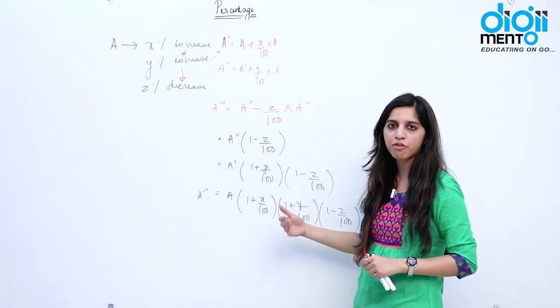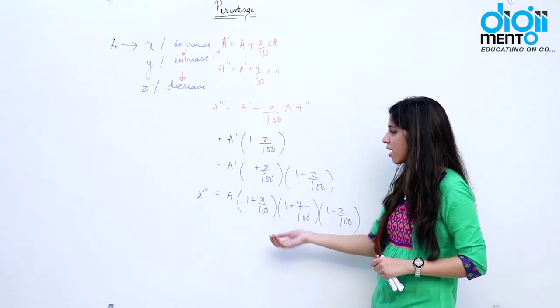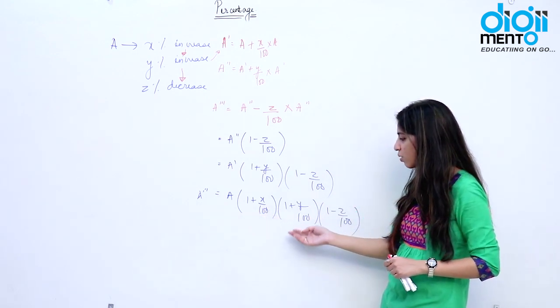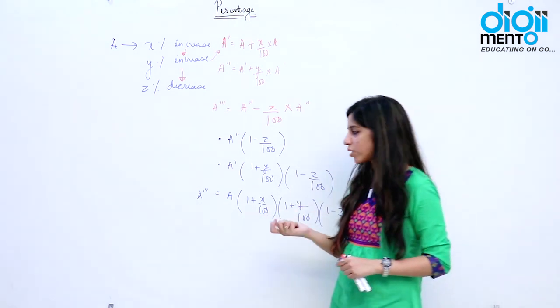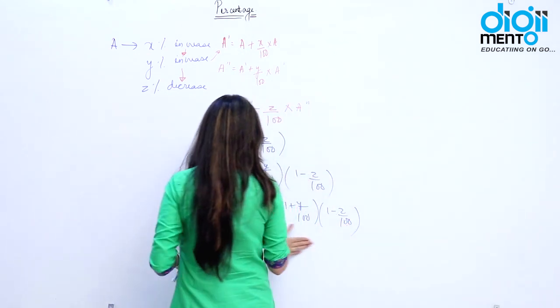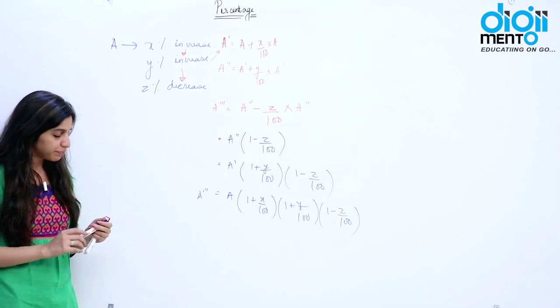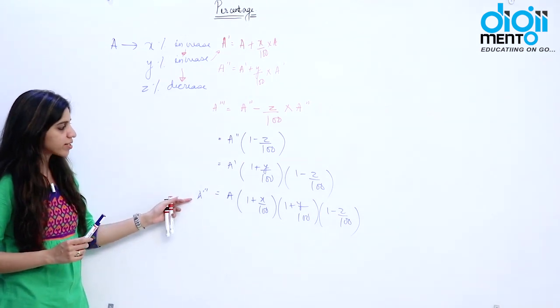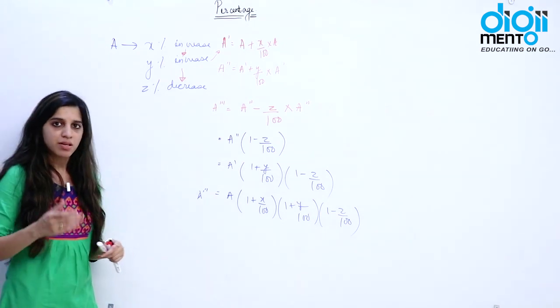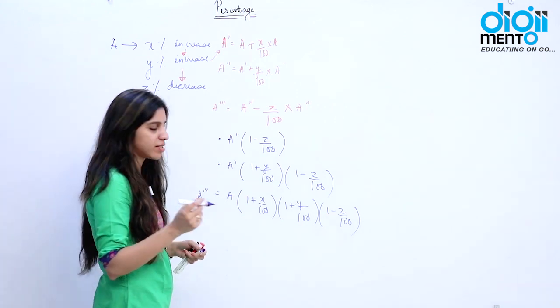Now it is being changed by different percentages each time. Sometimes it gets increased by x%, then y%, then decreased by z%. Whatever. So we are getting these different terms, right. So this is how you are going to solve problems like this. Now suppose I ask, what is the percentage change in A?